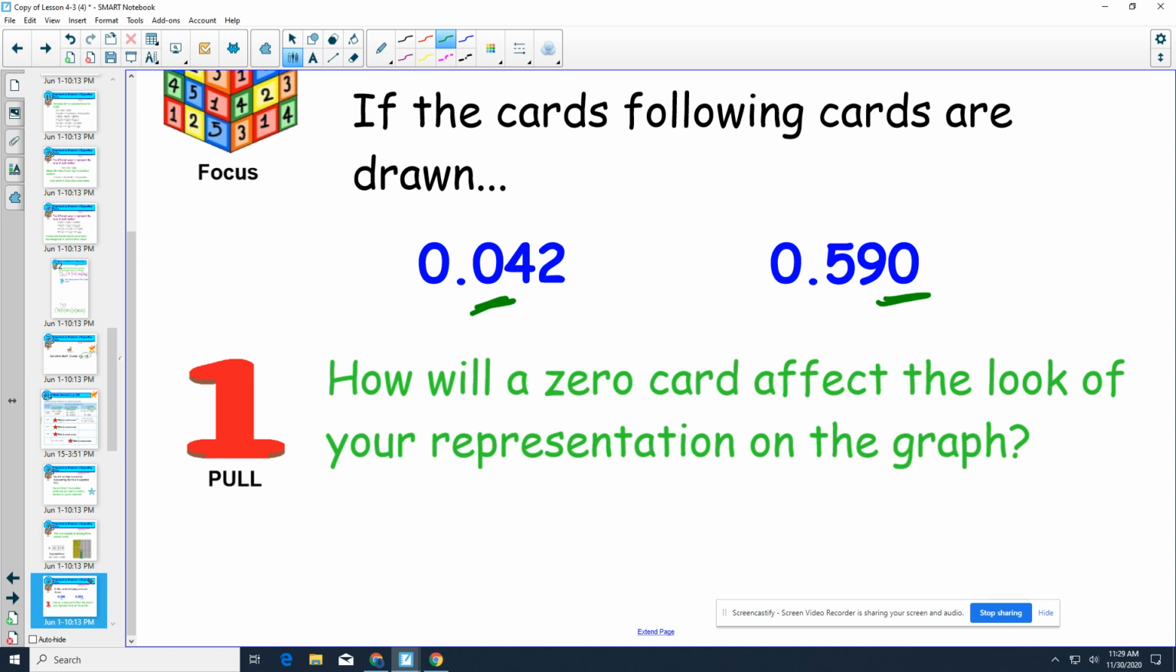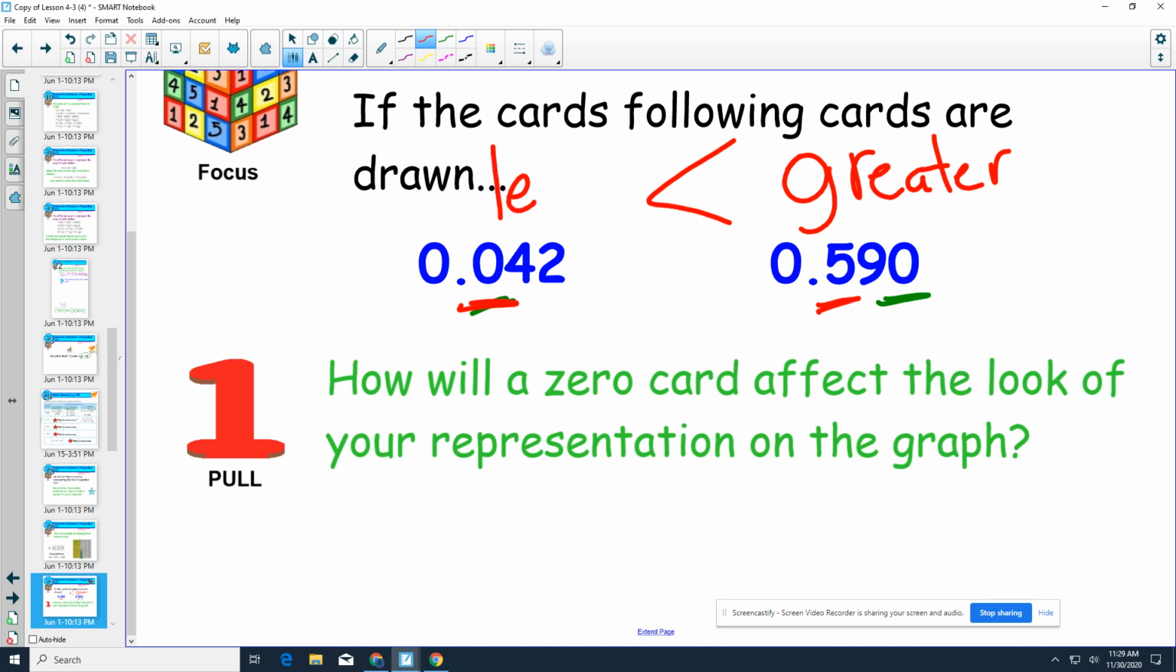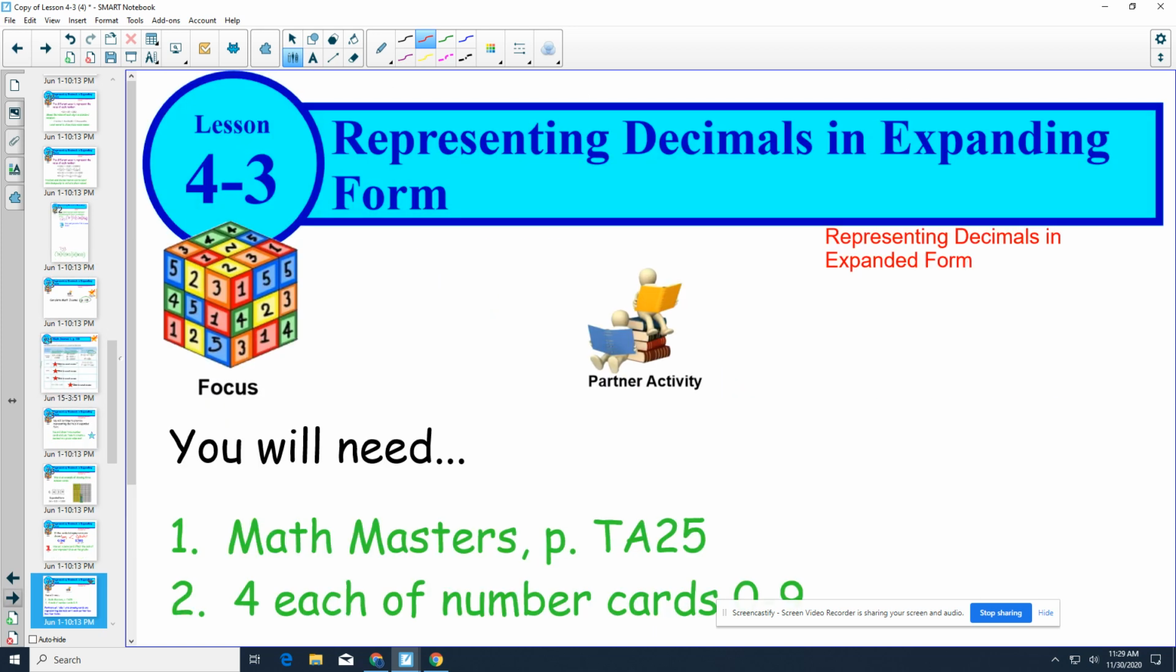And then you see the 0 here, so 590 thousandths. Well, if I'm comparing these two, and I see a 0 here and a 5 here, I know this one's going to be greater, right? This one's going to be greater. And that 0 at the end makes it 590 thousandths. The 0 at the beginning here makes this only 42 thousandths. So this one's going to be less when I compare those two. So I'm going to be doing more shading on the thousandths grid than I would with this one.